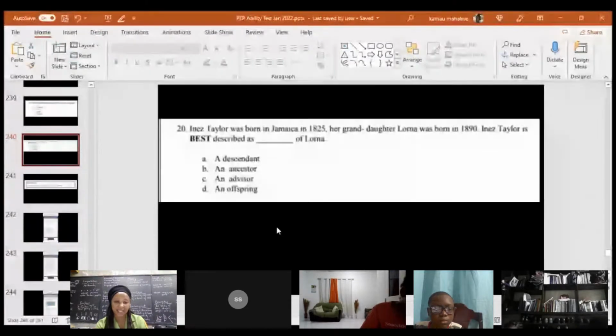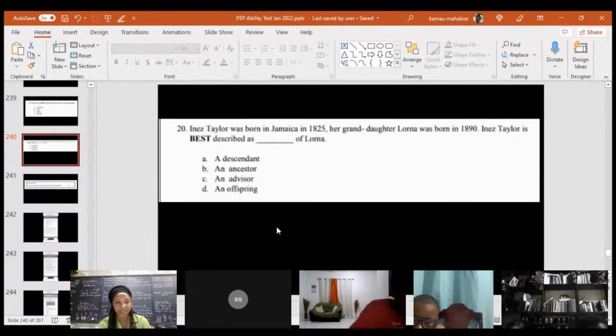So you're saying Inez is a descendant of Lorna? Yes, miss. All right. So Inez was born in 1825, and Lorna was born in 1890. So if Inez is older, how can she be a descendant? Oh, miss, an ancestor. Right. So she's an ancestor of Lorna. She's related to Lorna and she preceded Lorna. She's an ancestor.